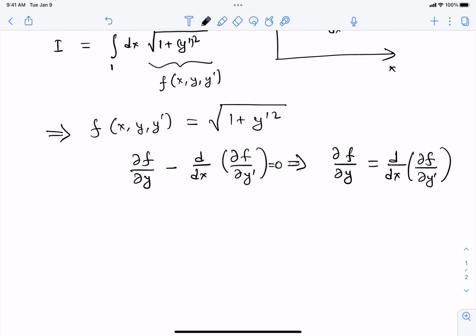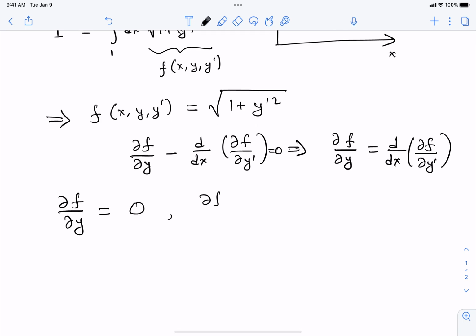Now let's calculate these terms. What is del f by del y? Now we know that f is not a function of y in this case, so del f by del y is simply equal to 0. Also we can calculate del f by del y prime.